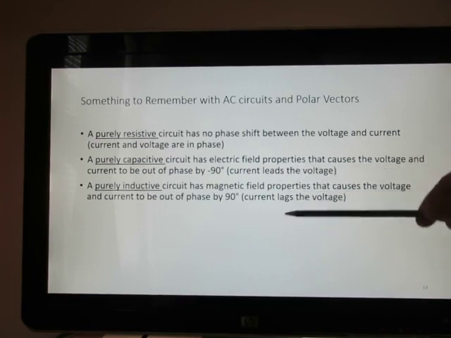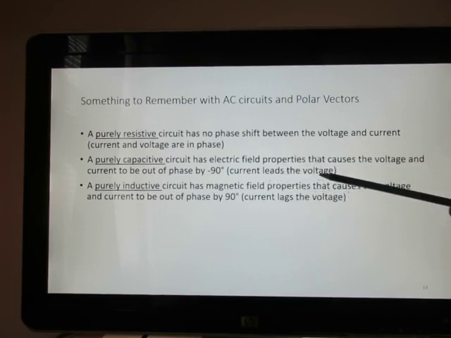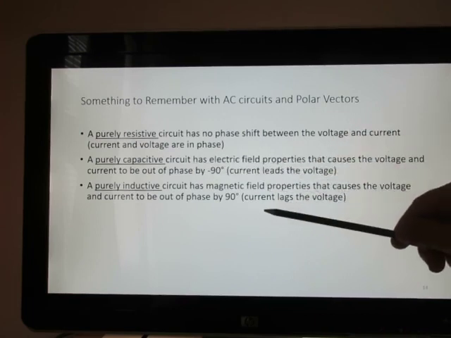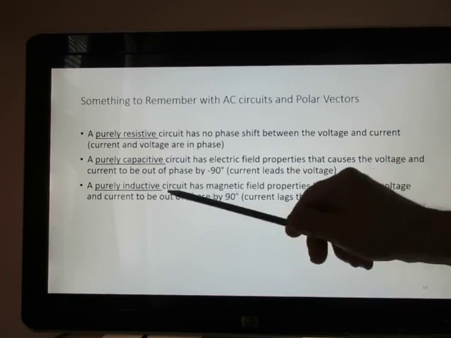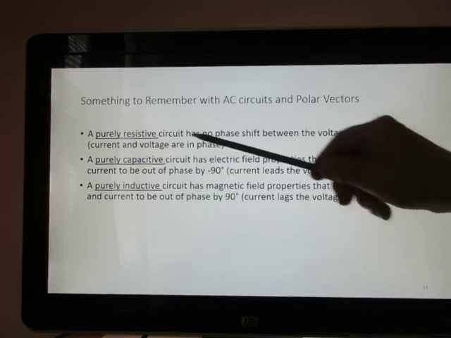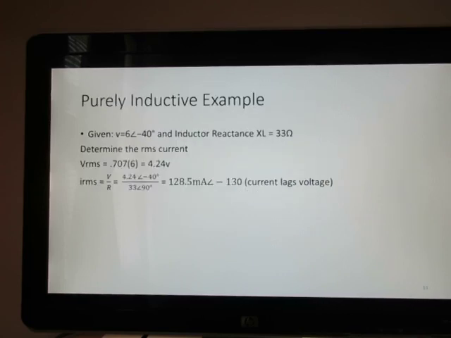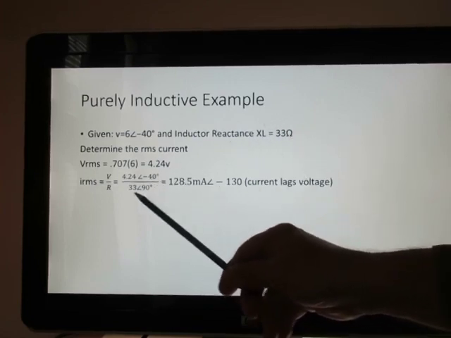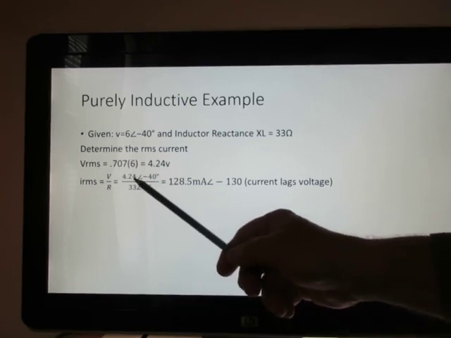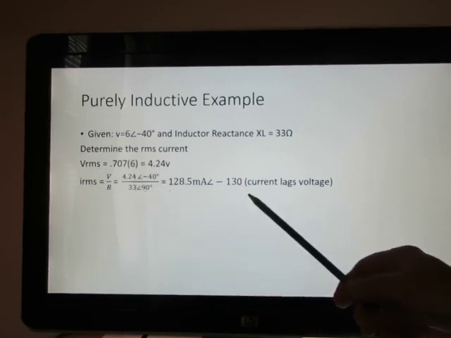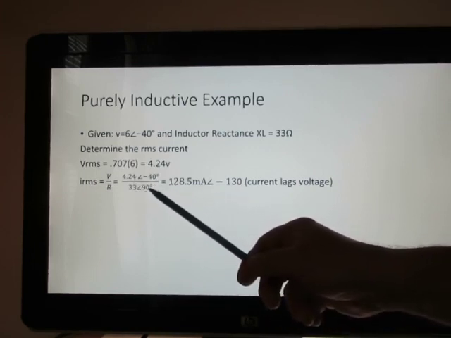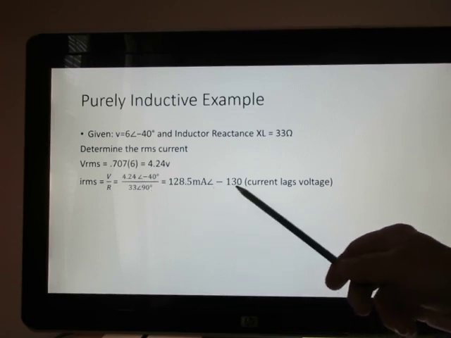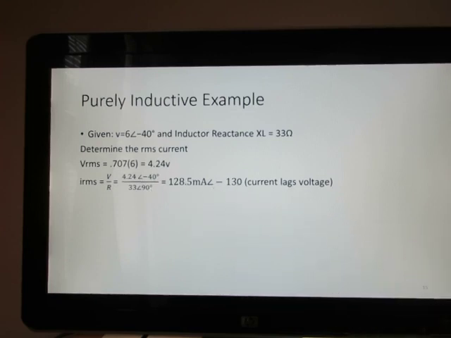So if we look at it in terms of the current, it leads the voltage in a capacitive circuit, and it lags the voltage in an inductive circuit, and there's no phase shift in a purely resistive circuit. Here's another example. If you're just given X sub L in ohms already, we can do our work. Voltage divided by resistance, and we subtract the angles, minus 40 minus 90, we get minus 130, the current lags the voltage.